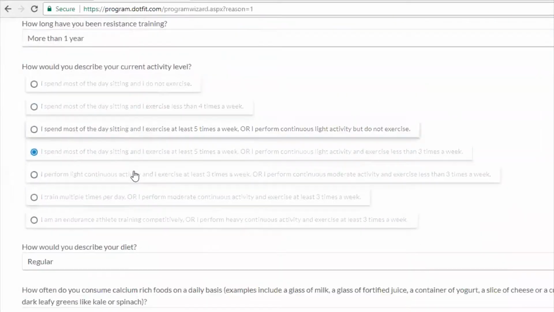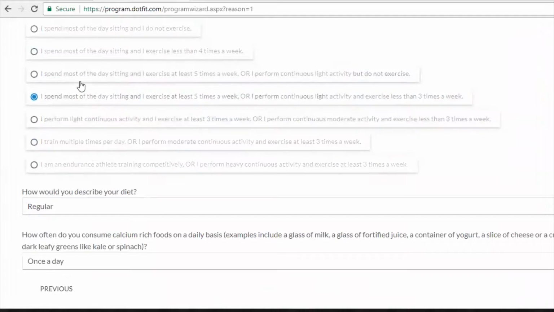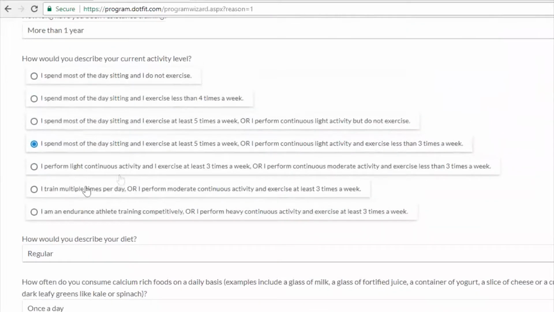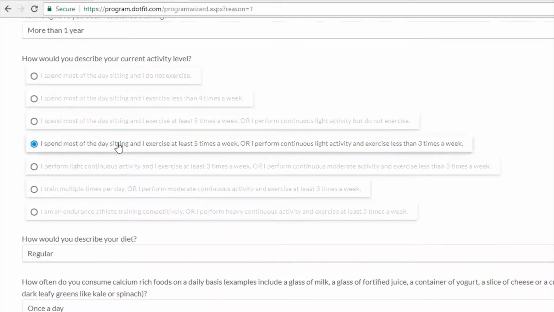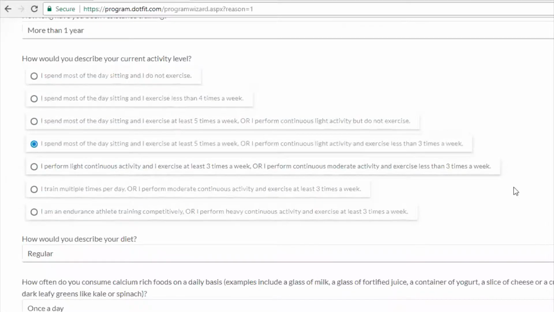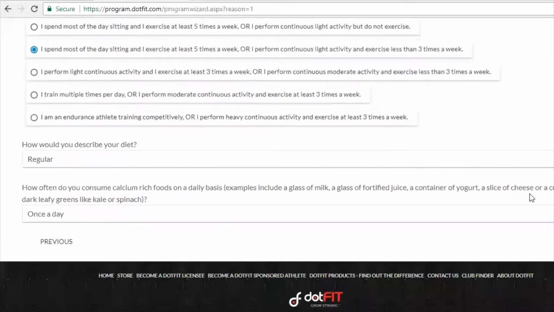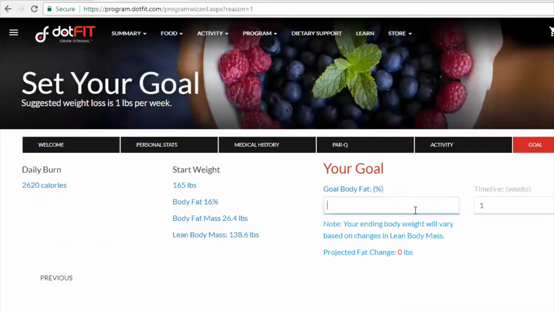unless you ask me for additional support. Okay. And then over here, this is very similar to what you'd see on any total energy expenditure formula: what does your day look like? I'm sitting most of the day, I exercise 5 times a week, or I'm continuously moving, but I exercise less than 3 times a week. Take a look at that and be honest with yourself about what most closely fits what you do, okay? Hit that, change all those things, and then put in your goal.